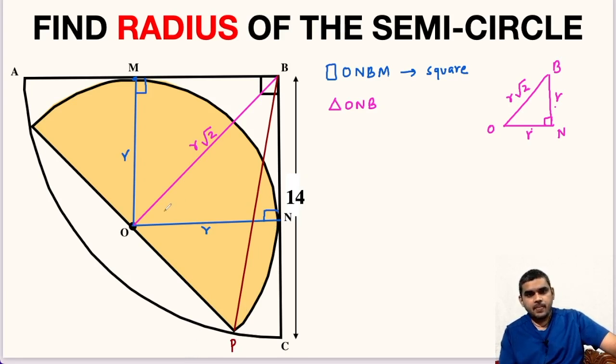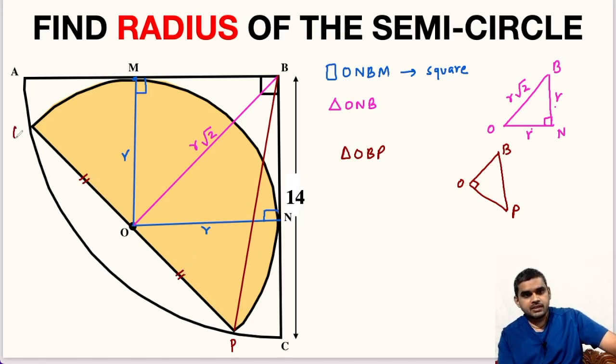If we see triangle OBP, this is also a right angle triangle. So let me draw it for you. This point is O, this is B and this is P. This is a right angle triangle. Why? Because we see that OB divides this diameter of the semicircle into two equal parts. Let me name this as Q. So OP equal to OQ.